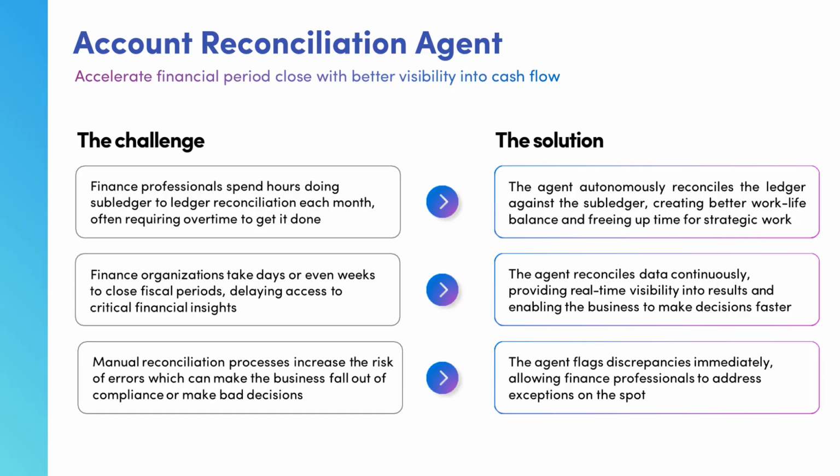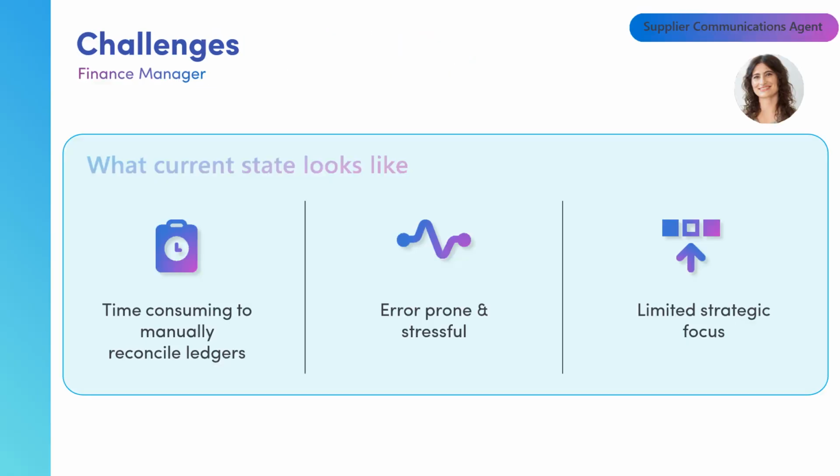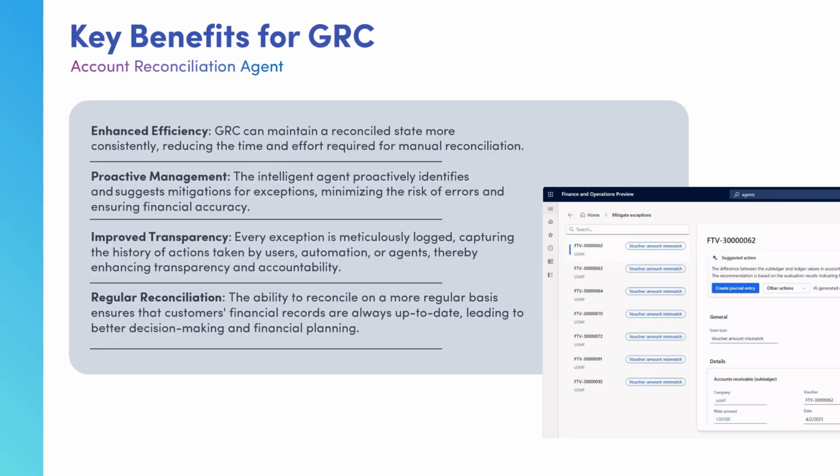Now, to summarize these challenges, it's very time consuming to manually reconcile ledgers. It's error prone and stressful, especially at month end when you're under a time crunch to get the books closed. And because of this, you're taking up valuable resources that could be doing more strategic activities, such as getting financial statements out, doing allocations, or getting the right reports to the executives, instead of doing remedial activities such as validating that transactions are reconciled.